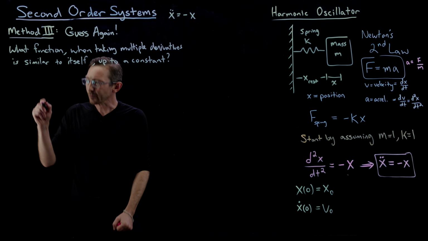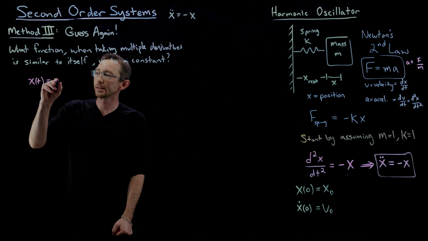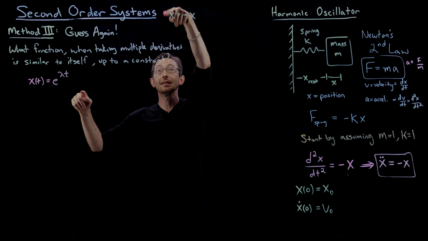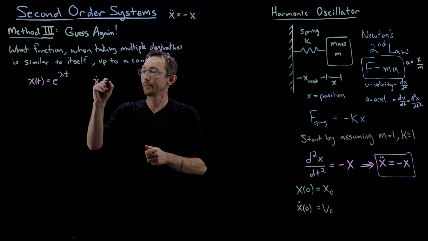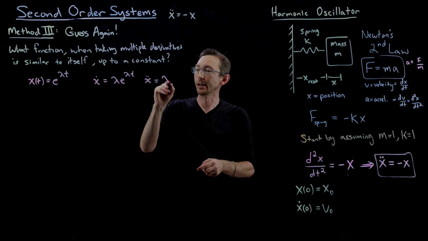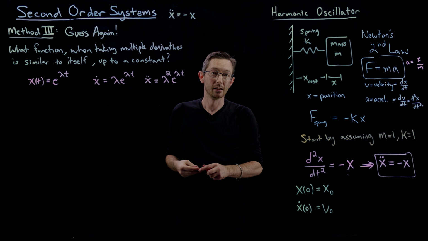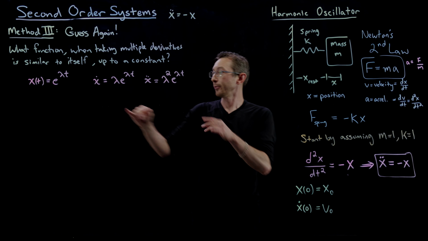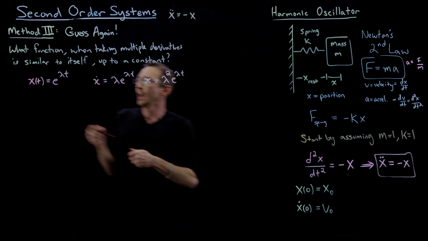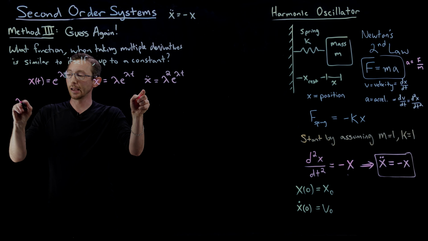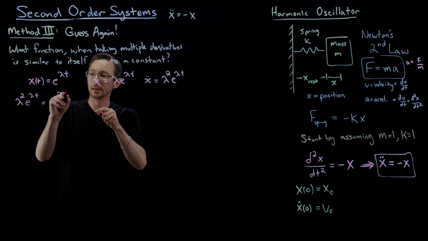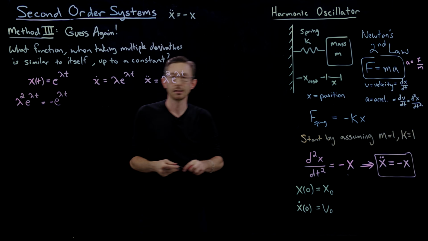So x of t equals e to the lambda t is a pretty good guess for the solution of differential equations. Because if I take the derivatives, x dot is going to be lambda e to the lambda t, and x double dot is going to be lambda squared e to the lambda t. So I always get something that looks just like itself, and so I can equate these two as equal and opposite to each other. I can plug these into this equation, and I get that lambda squared e to the lambda t better equal minus e to the lambda t. That's just x double dot equals minus x.